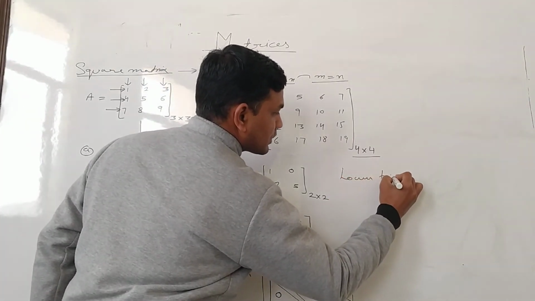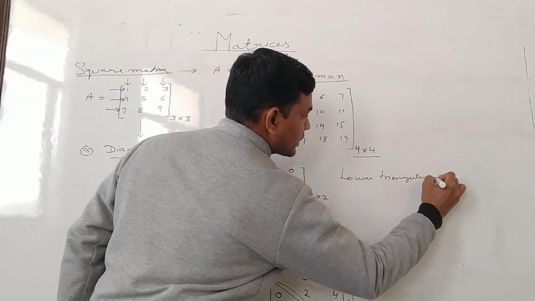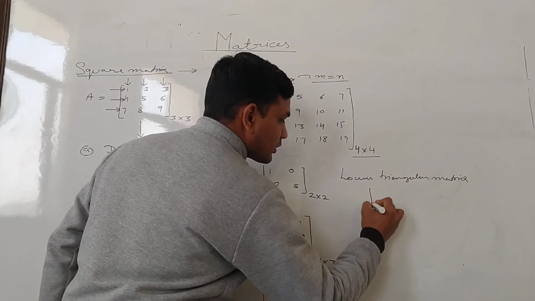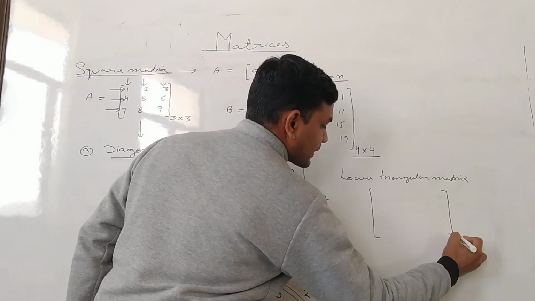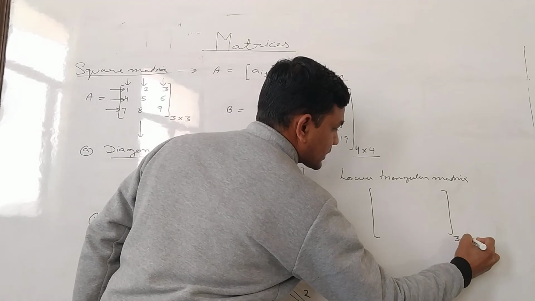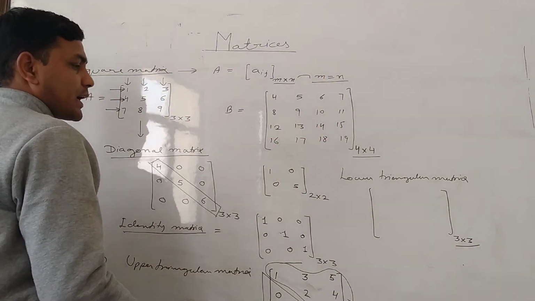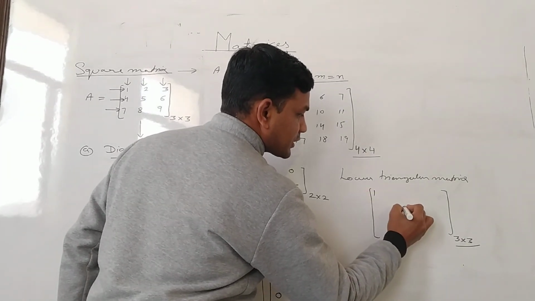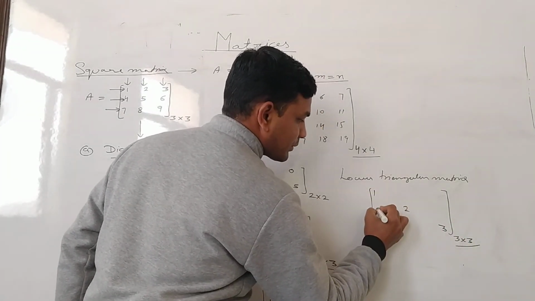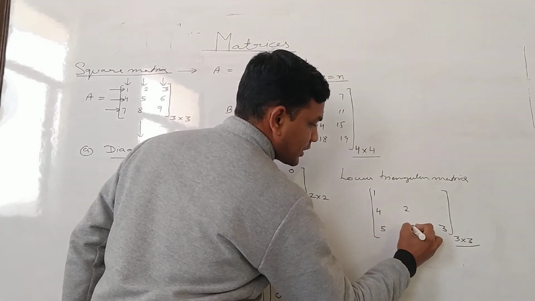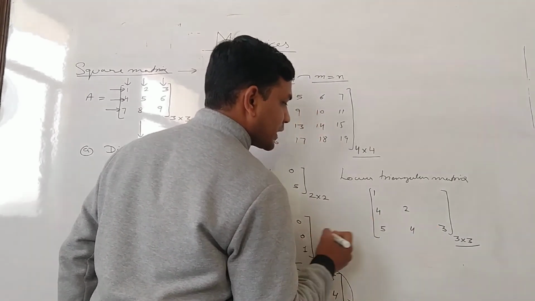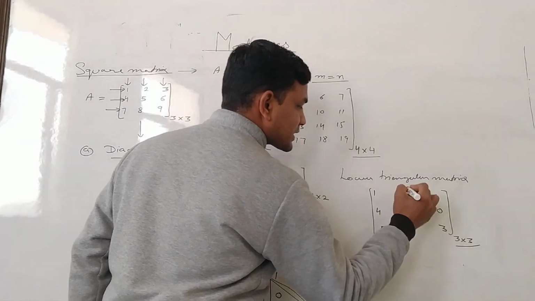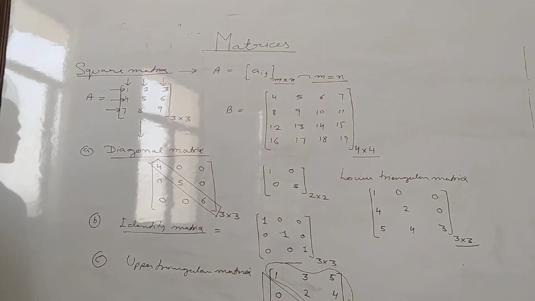Similarly, the lower triangular matrix. A lower triangular matrix is a square matrix. Suppose we take the example of 3 into 3, in which the principal diagonal is 1, 2, 3 and the elements below the principal diagonal are present, but above the principal diagonal all the elements are 0. So this type of matrix is known as a lower triangular matrix.